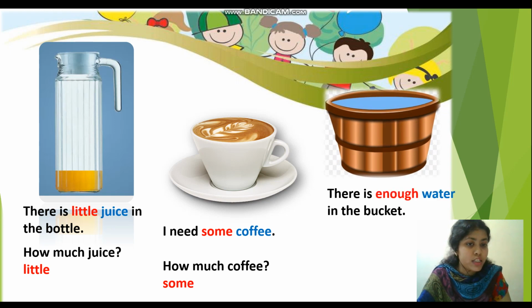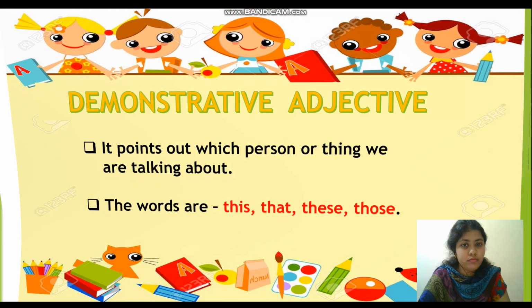There is enough water in the bucket. Again children, here water is a noun and you cannot count water. Now, when we are asking the question how much water, we are getting the answer enough. So here the word enough is an adjective of quantity. Fine children, let's move further.